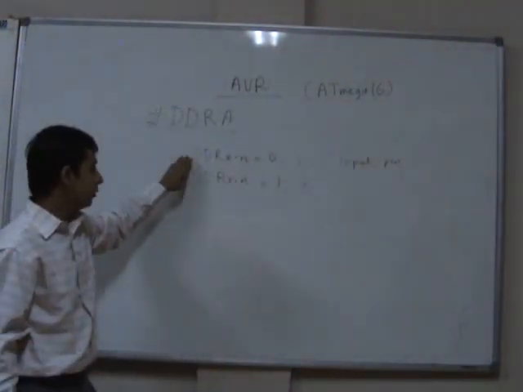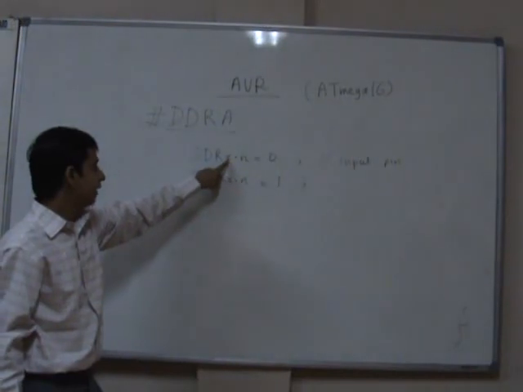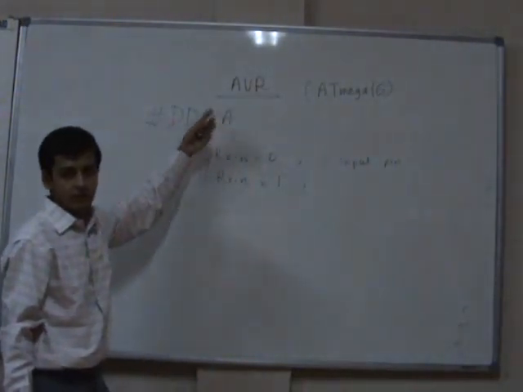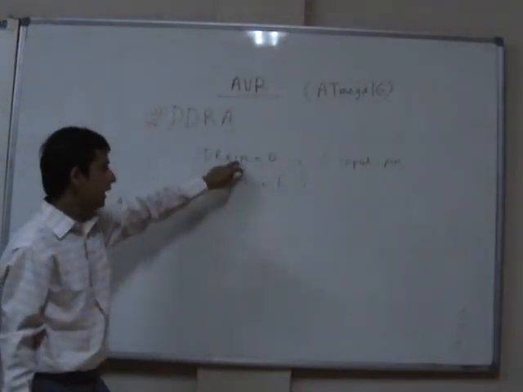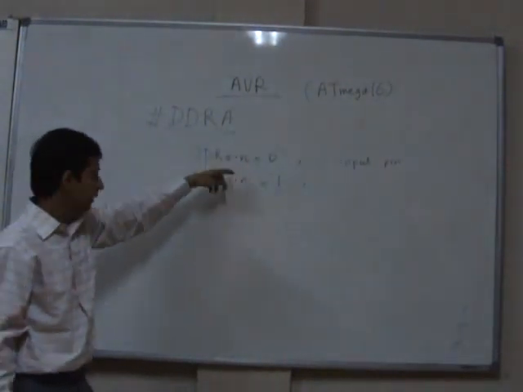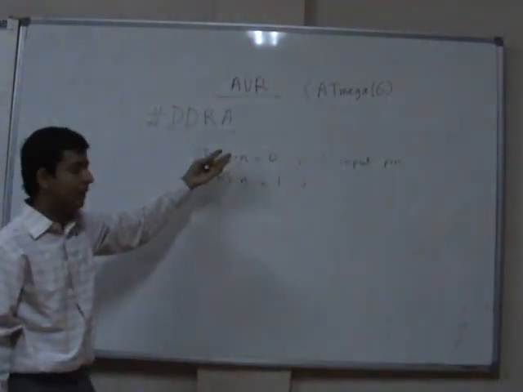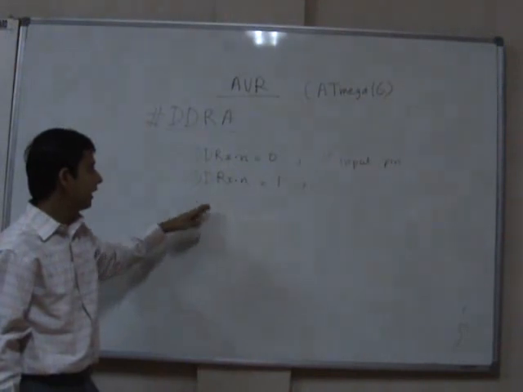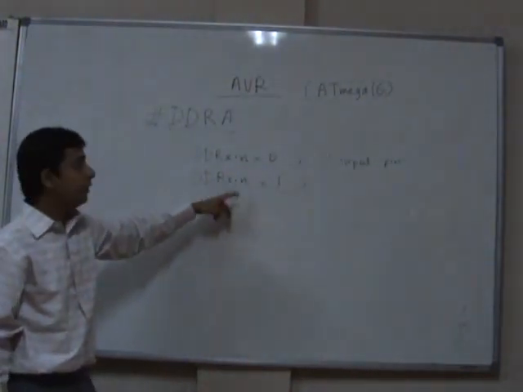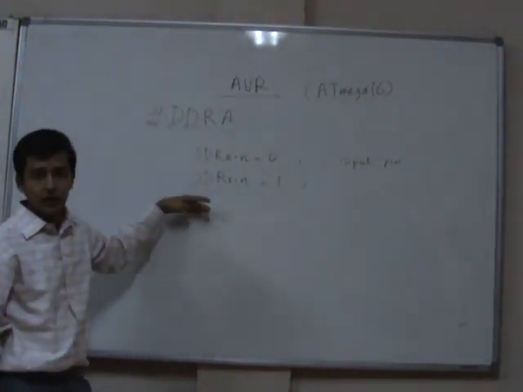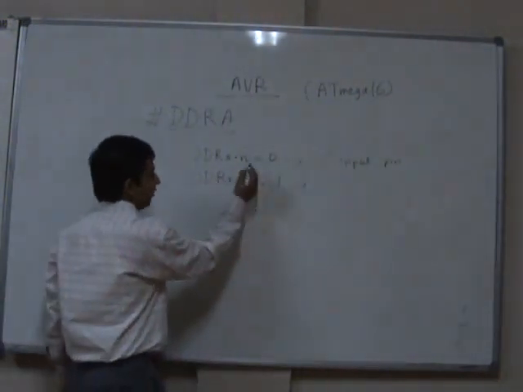Look carefully at this notation. DDRX. X stands for port A, B, C, D, whatever you are using. Dot N. N represents the bit number, like 0 to 7, it can be anything. Like DDRA.0. This is not valid when you are writing into the compiler. This is just for the sake of understanding.